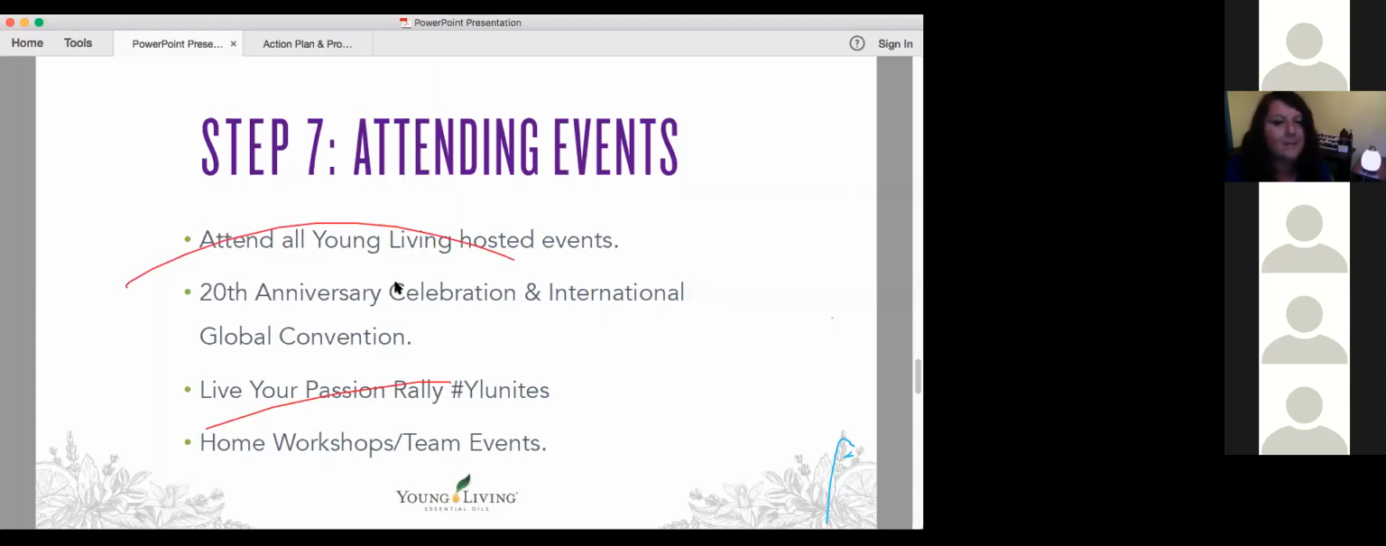When Young Living dates come out, you put them straight into your calendar, and they are prioritized as events that you will run. Because as a leader, these are the things that we need to be doing. Things like the Live Your Passion Rally, making sure we're at all events. Because one of the things that we need to do is bring the information back to our teams. Home workshops and team events: whatever you choose to do, whether it's a class, an info session, whatever you want to call it, make sure they are regularly scheduled into your calendar. It is so, so important.